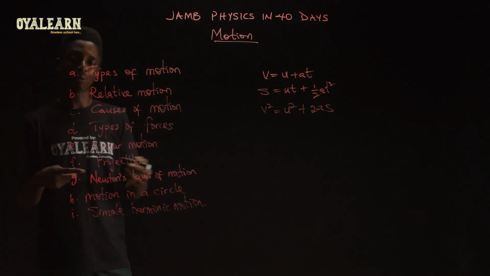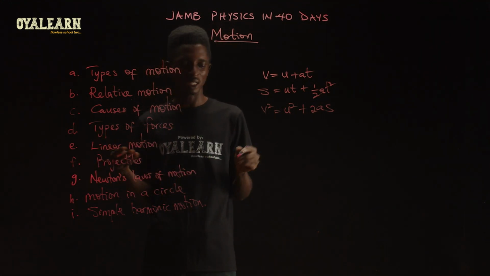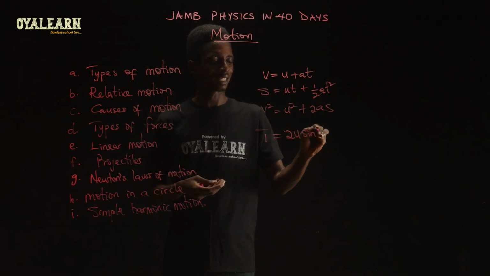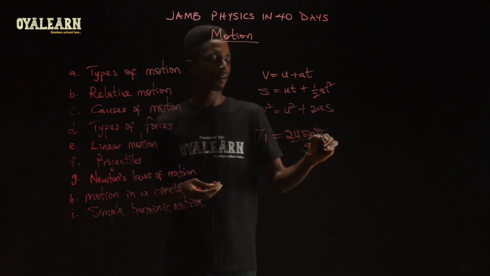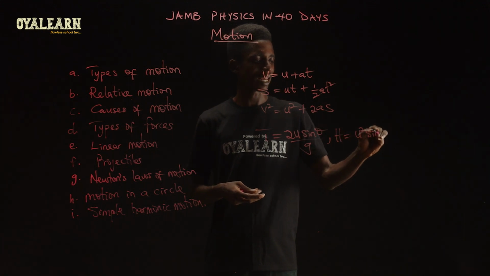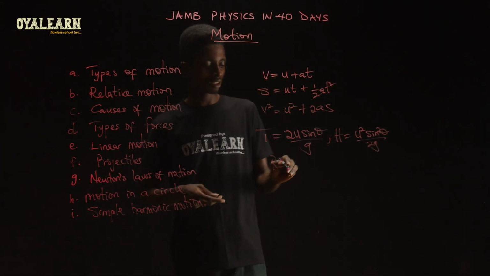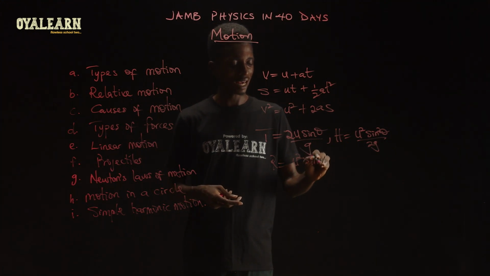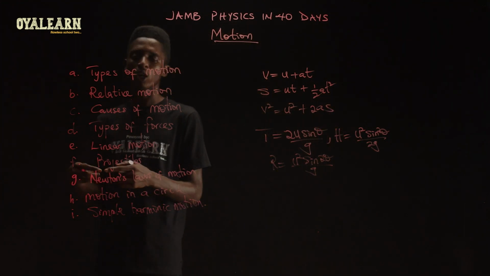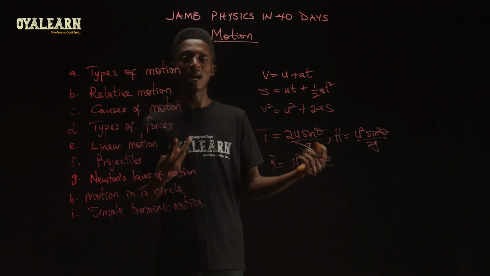Then from there, we should also look at our projectiles. You should brush up on projectiles, and the three major formulas we work with when dealing with projectiles are: time of flight, which is 2u sine theta over g; the maximum height of a projectile, which is given as u squared sine squared theta over 2g; and range, which is given as u squared sine 2 theta over g. These three equations are going to go a long way to help you solve problems on projectiles. And of course, you should be able to work around them, especially with the angles.